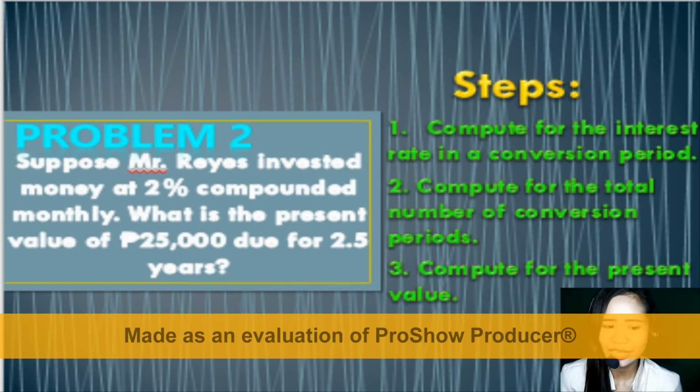Suppose Mr. Reyes invested money at 2% compounded monthly. What is the present value of 25,000 pesos due for 2.5 years? So here in this problem, first and foremost, we will identify what are given, but after identifying, we need also to compute for the interest rate in a conversion period, or that is j. Also, we need to compute for n as the number of conversion periods. After that, we will find for the present value which is asked in the problem.